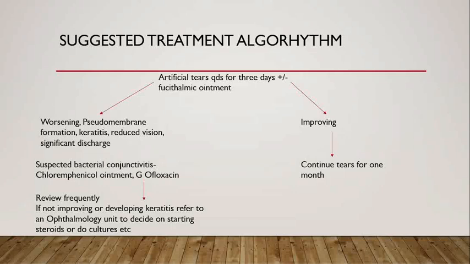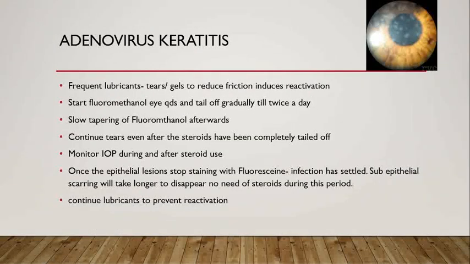So kind of a treatment algorithm. You can start with an artificial tear 4 times daily for like 3 days, and if needed you can add an ophthalmic ointment. If it is worsening, with pseudomembrane formation, reduced vision, or much more discharge, then you have to suspect bacterial conjunctivitis and start an antibiotic, and you have to review frequently. And if it's not improving, I would say in 2 to 3 days' time it's better to send to an ophthalmologist. And if it's improving, you can continue whatever you are using, but always keep an open eye about what's happening.